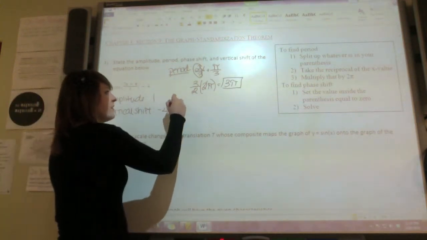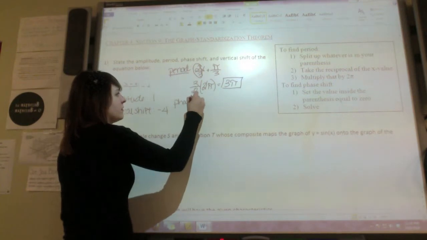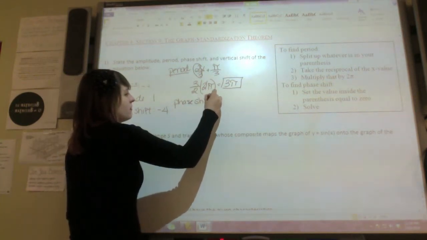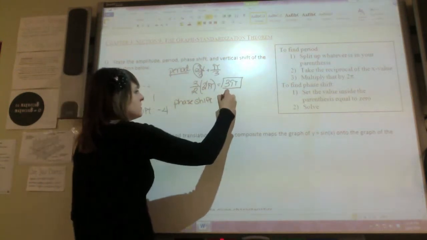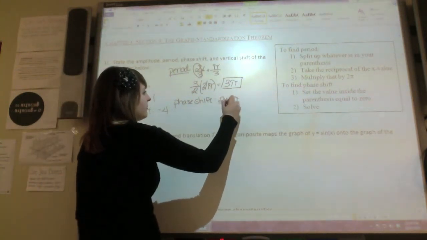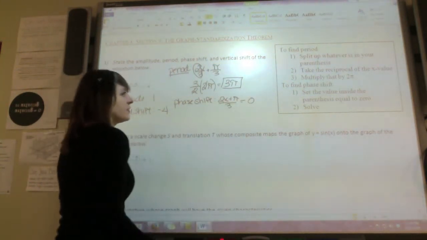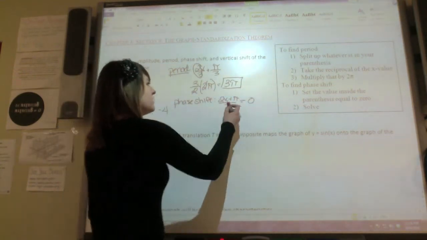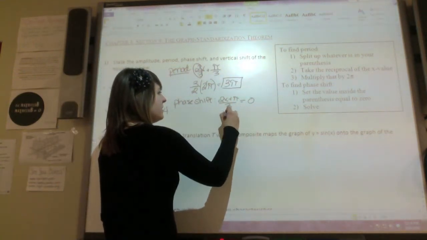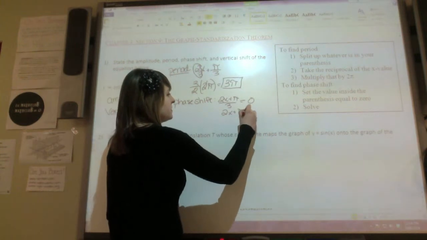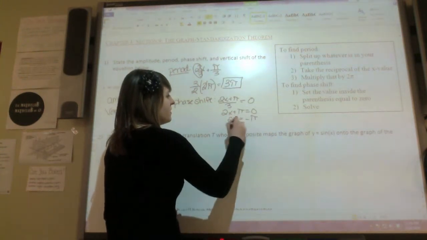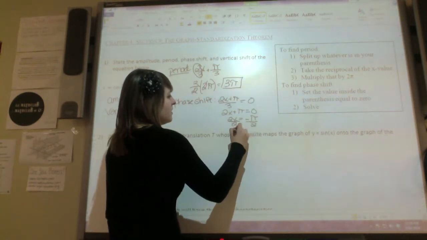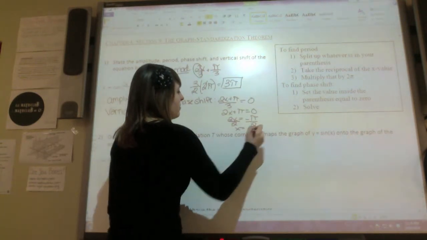Okay, and then to find my phase shift, I'm going to start by taking whatever's in parentheses, 2x plus pi over 3. I'm going to set that equal to 0, and I'm going to solve it. So if I multiply both sides by 3, I get 2x plus pi equals 0. Then I can subtract pi, I get 2x equals -pi, divide by 2. And that gives me a phase shift of -pi over 2.